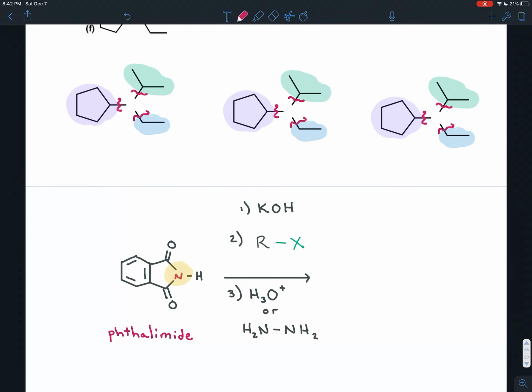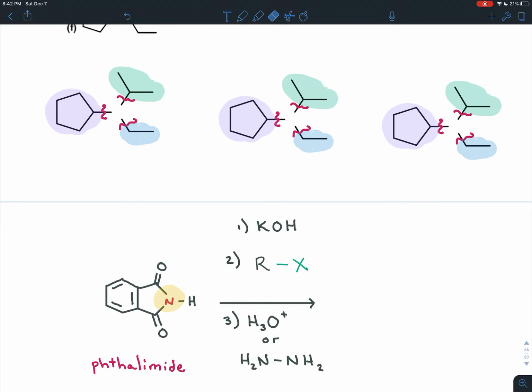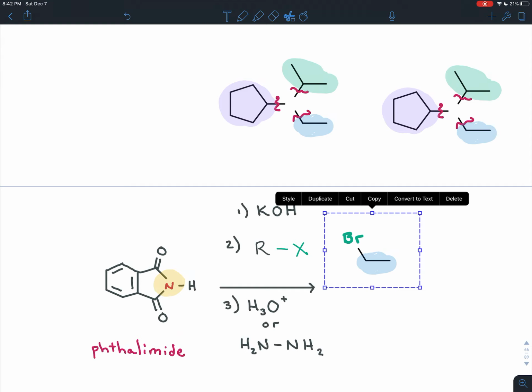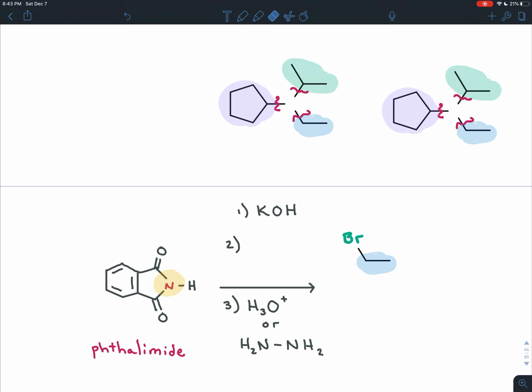That will be the least crowded of the carbon chains. You could see that that's the blue one here. So I'll erase the more crowded ones. The blue one, where the nitrogen was attached, I'm going to add a halogen, a leaving group. It could be chlorine, bromine, or iodine. That's the halogen that we'll use in the Gabriel synthesis.